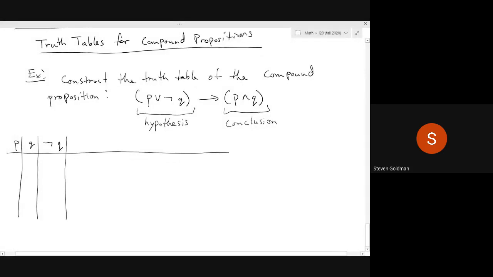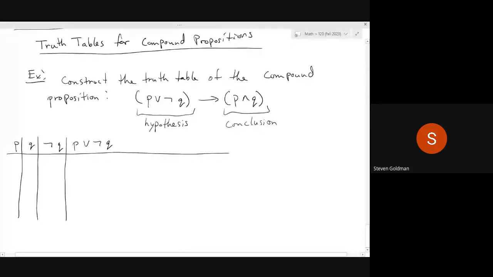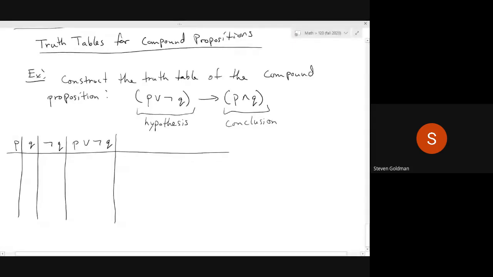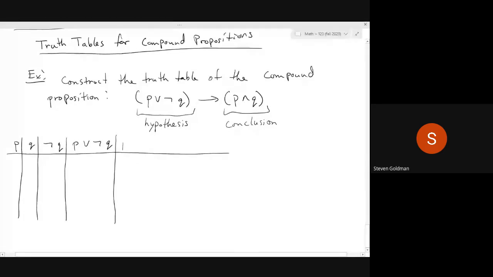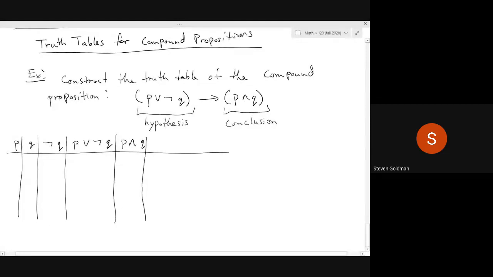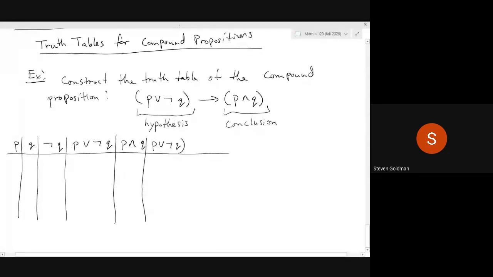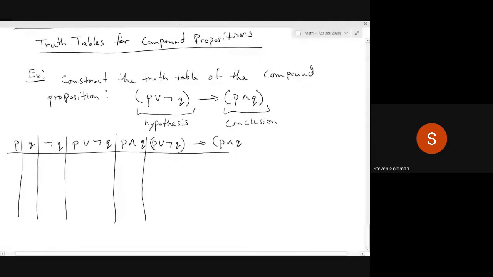Next, I can build up P or not Q. I've got all the parts for that. I have P, I have not Q, so I can put the disjunction. I've also got P and Q, so I can put that. Now that I have both the hypothesis and the conclusion on my table, I can write the entire statement. So P or not Q implies P and Q.